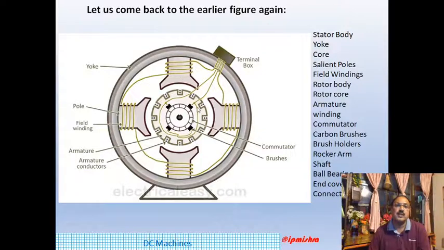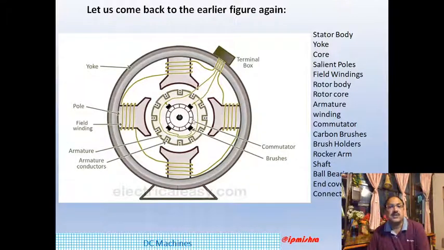This is rotor body. Again, this is rotor core, which is made up of stampings. Over the periphery of rotor core, there are slots which house the conductors. These conductors cumulatively will make the DC winding, the armature winding.